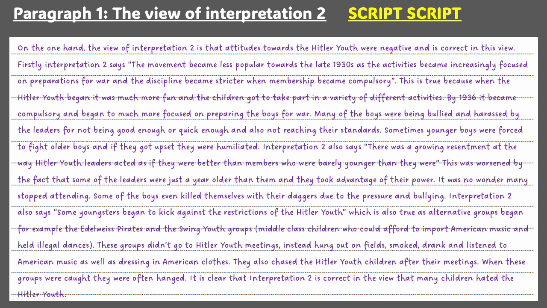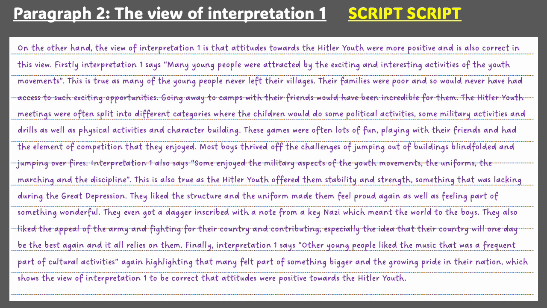All right, again, possibly with that is a little bit more than we need time-wise. But if you can do something like this in the half an hour, then we're in a really, really good place. So then we want to flip over to paragraph 2 with a view of interpretation 1 this time. So we're going to say, on the other hand, the view of interpretation 1 is that attitudes towards the Hitler Youth were more positive, and is also correct in this view.